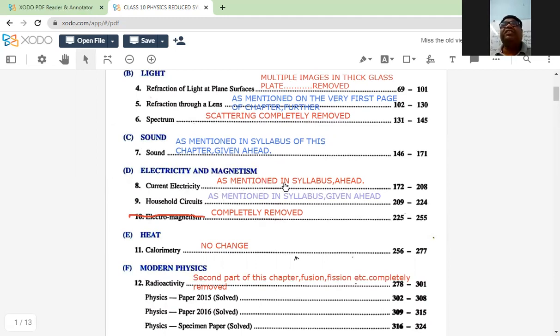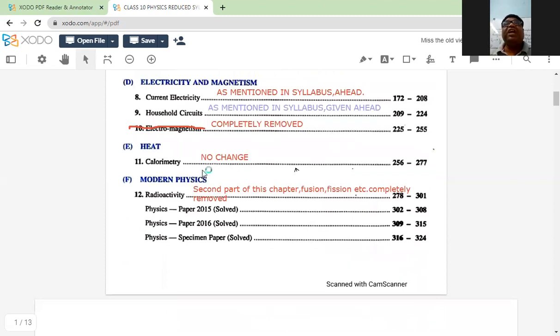Now in current electricity, household circuit is as mentioned in the syllabus. Chapter 10, electromagnetism, like last year, has been completely removed. In calorimetry, some part was removed last year, but this year it has been added. You can get the details later. Afterwards, in the beginning of each chapter, the syllabus is given. So in that I will show you calorimetry, no change.